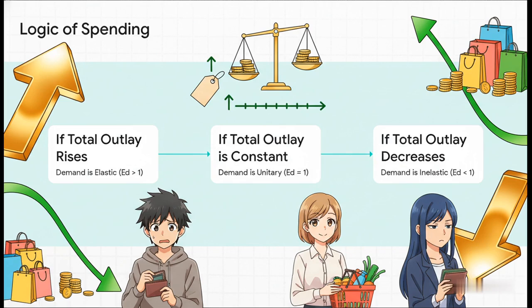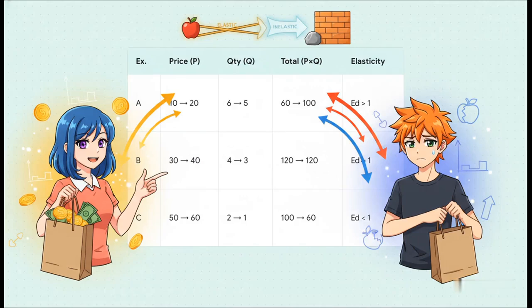Your demand is elastic. But if the price goes up and you end up spending more money on it, well, you didn't really cut back much at all, did you? Your demand is inelastic. And if your total spending stays exactly the same, that's what we call unitary elasticity. It's all about whether price and your total spending move together or in opposite directions. And this table right here shows that logic in action. Let's look at the numbers.